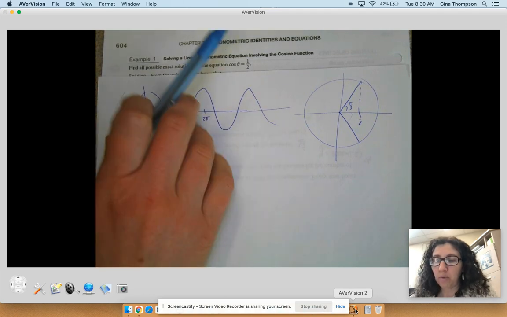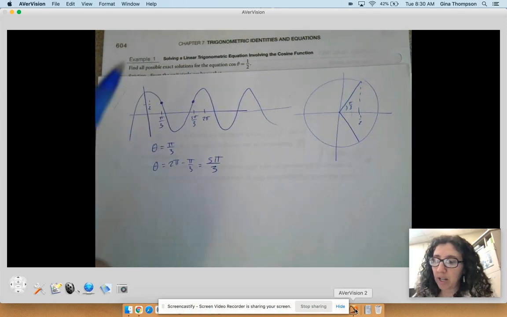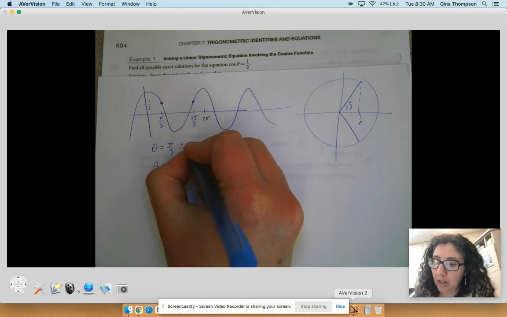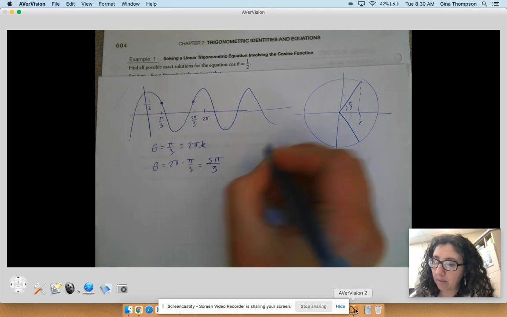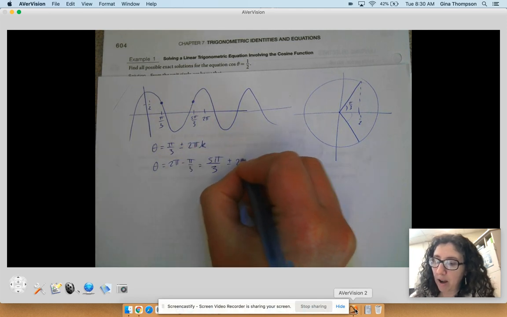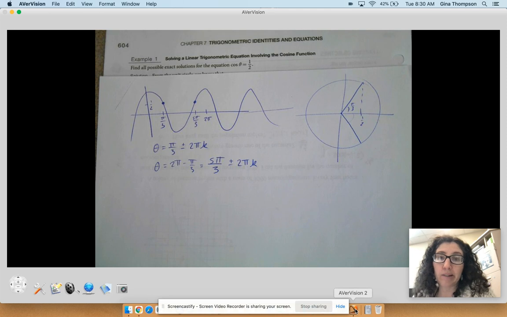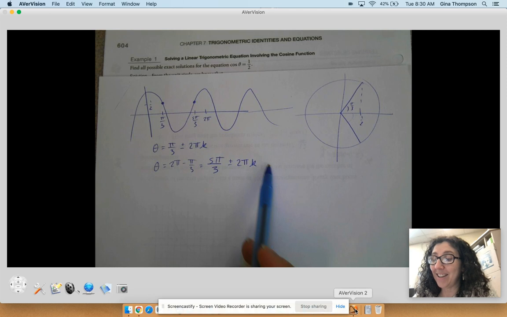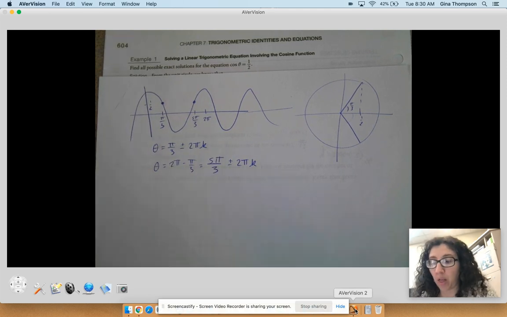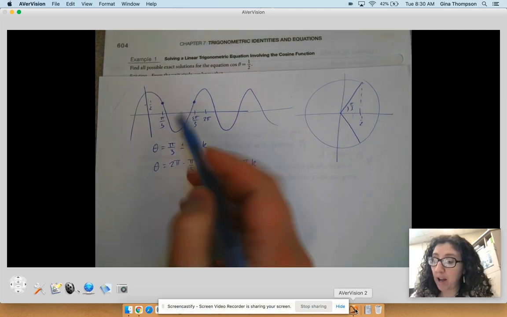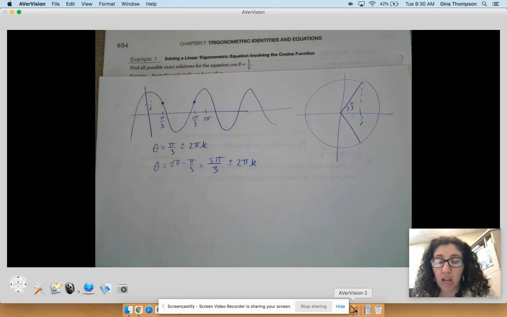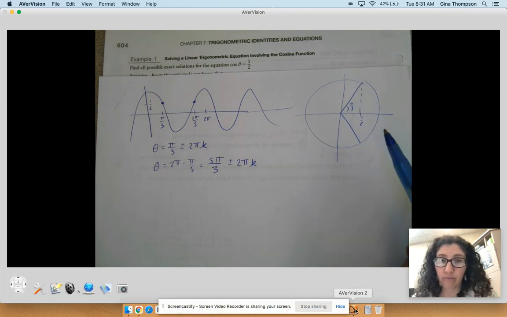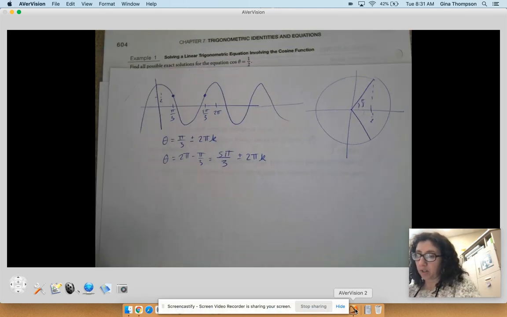And now, cosine has a period of 2 pi, so we're going to take this and go on forever. So we can write this as plus or minus 2 pi times k, where k is any integer value. So we're going to get an infinite number of solutions on the whole number line. If we were just looking between 0 and 2 pi, we would have these 2 solutions here. And we can think about that using this graph or using the unit circle. Okay, let's do another one.